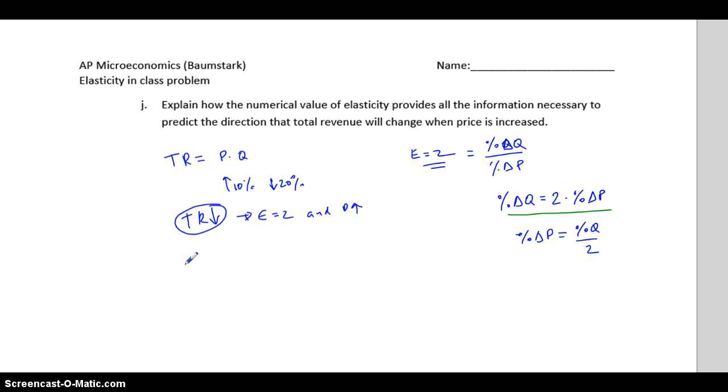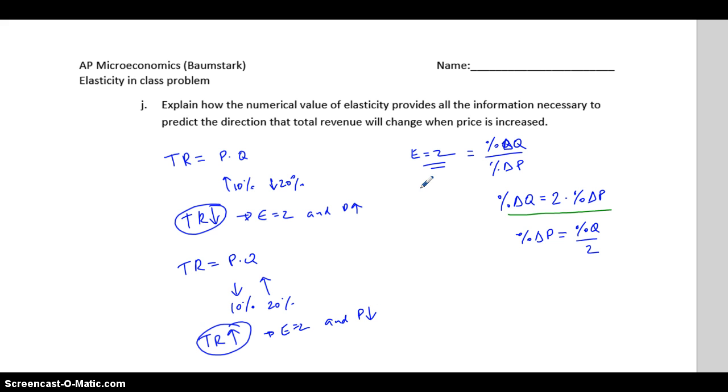Now if I did a price decrease from this point, let's think about what happens. Total revenue again is P times Q. If I decrease my price, say 10%, the percent change in price is 10. I think about my elasticity here. My quantity in this case will go up 20%. And now what's going to happen to my total revenue? Total revenue will actually increase because my prices fell by 10%, but I made up for it in volume because I sold 20% more. So my total revenue has to increase in this case when elasticity equals 2 and I drop my price.